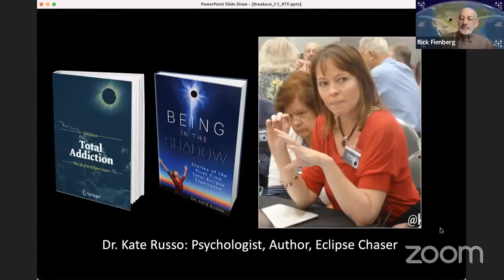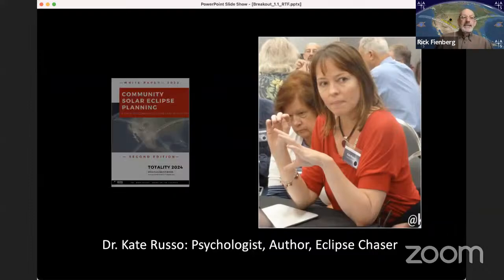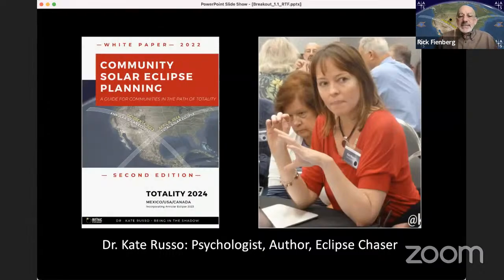Okay. So one thing I wanted to mention is that Kate has written, in addition to these two books, a guide to solar eclipse planning for communities. This is a second edition of a guide that she created in 2015 for the eclipse in the Faroe Islands. She now has one for Australia for next year, and this one for the US, Canada, and Mexico. It's considerably expanded and incorporates a lot of her additional insights from more recent eclipses, and it's available for download on the downloads page in our resources section on the eclipse.aas.org website.